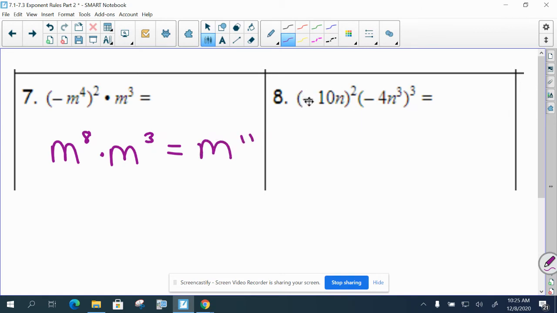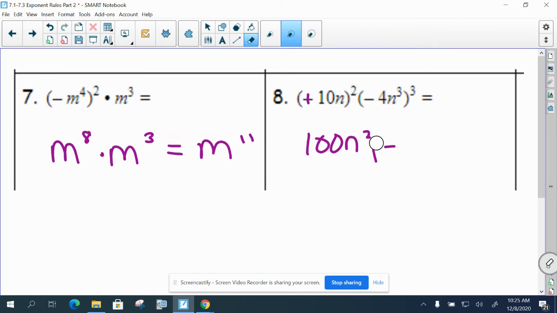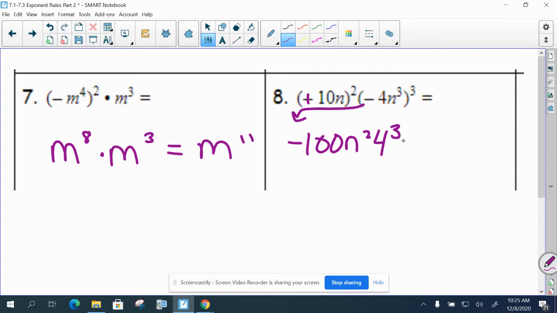All right, over here, this negative sign is going to cancel. 10 squared is 100, and then n squared. However, this negative sign is going to stay because it's being raised to an odd power and it's in parentheses. So the negative sign here will stay as -4. Now, one thing you can do if you have this negative sign left over is put it just in the front of the expression. So negative, and then we'll do 4 to the third, and then times n. 3 times 3 is 9. So times n to the 9th.